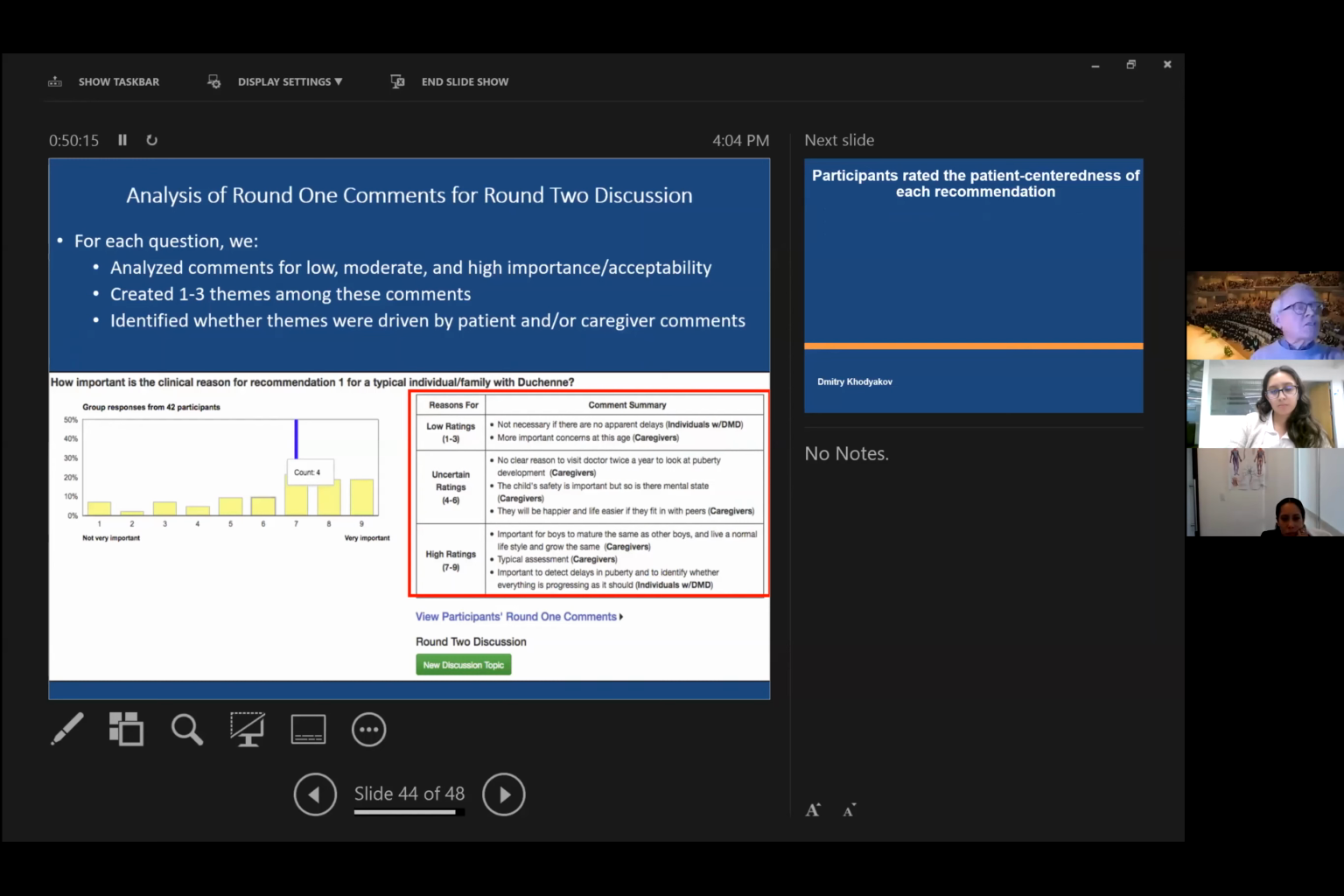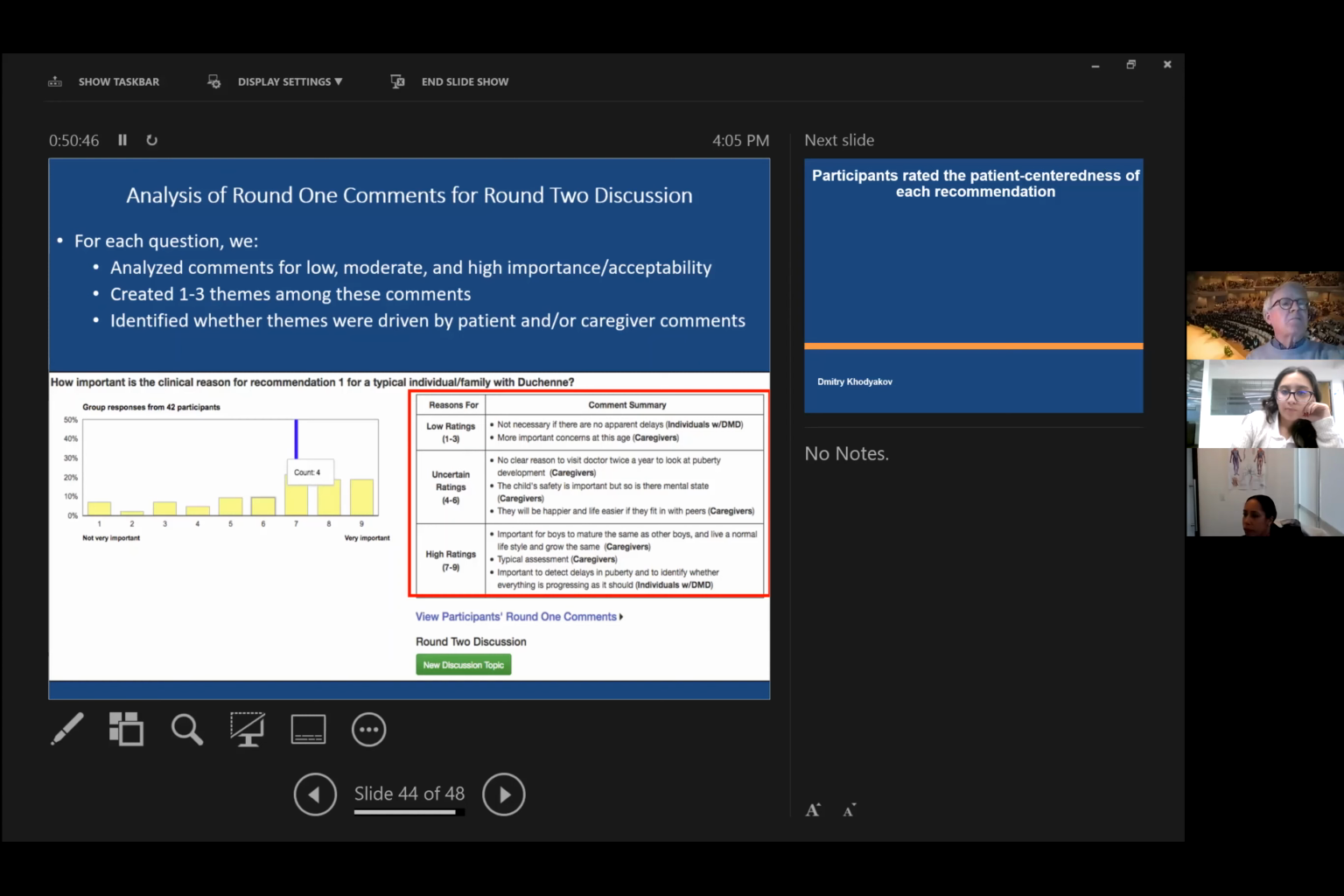Now, of course, Duchenne's people, stakeholders, have a very high interest in being kept in, because there's huge issues around guidelines and so on. But you can see we give them examples on the right of what would get you a low rating, right? Why there would be a low rating. And that's not necessarily because there's no apparent delays, someone thinks, well, they don't see any delayed puberty, or there's more important concerns than that.